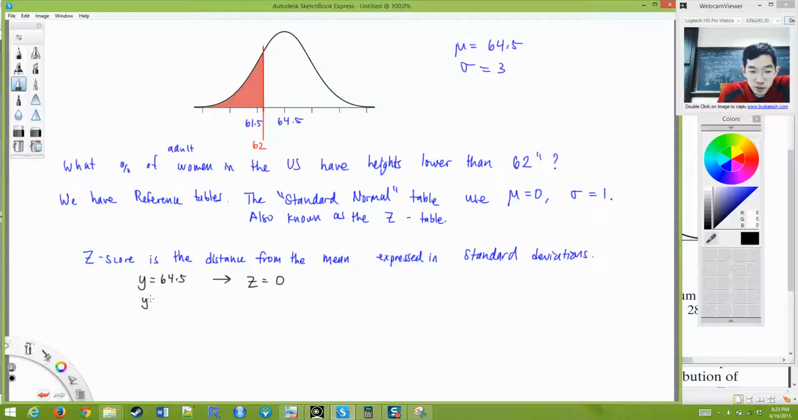If y is equal to 61.5, its z-score is -1, okay? Because each standard deviation is 3. 61.5 is 1 standard deviation below the mean. Its z-score is -1. If I go all the way up to 70.5, y equals 70.5, that has a z-score of what? 2, okay?